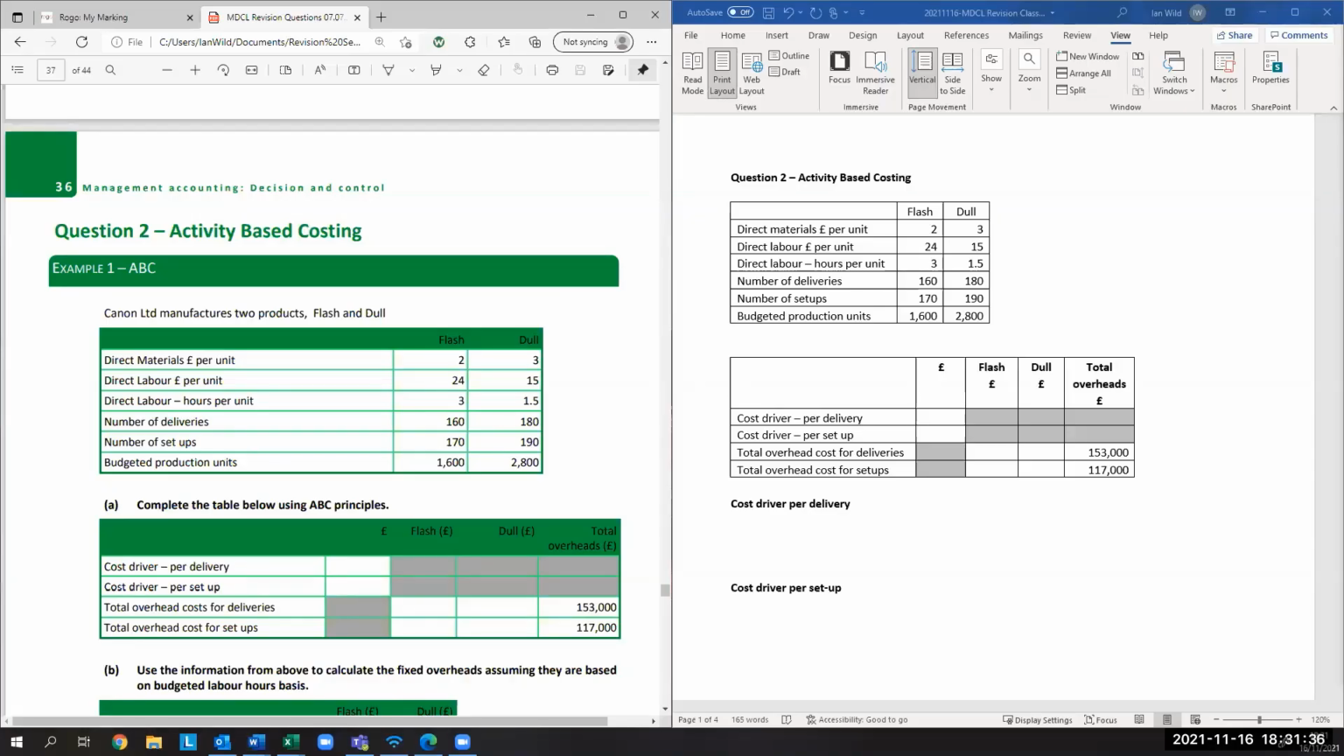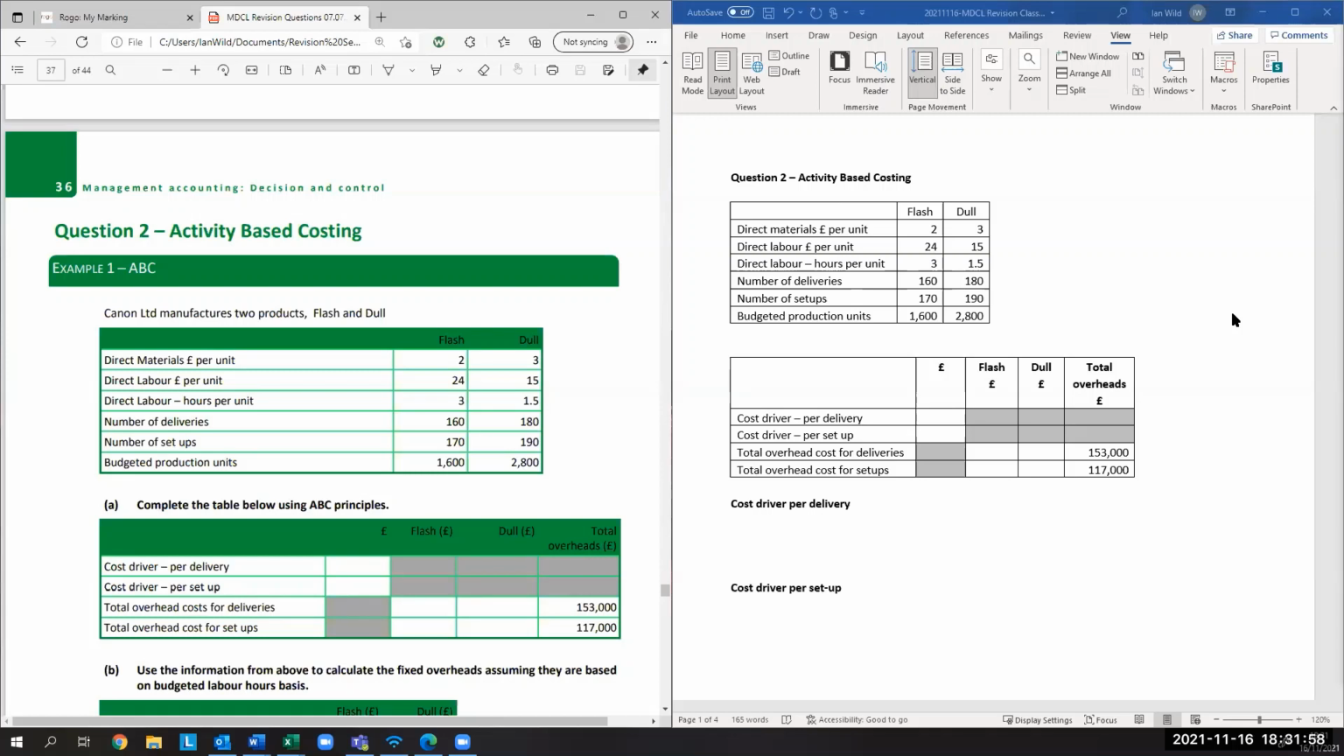Okay, so welcome along. We'd like to make a start tonight. We're going to have a look through two different types of questions. The first one is very much a calculations question, and that's the activity-based costing. If we're following, it's on page 36 of the revision notes that everyone got emailed out.